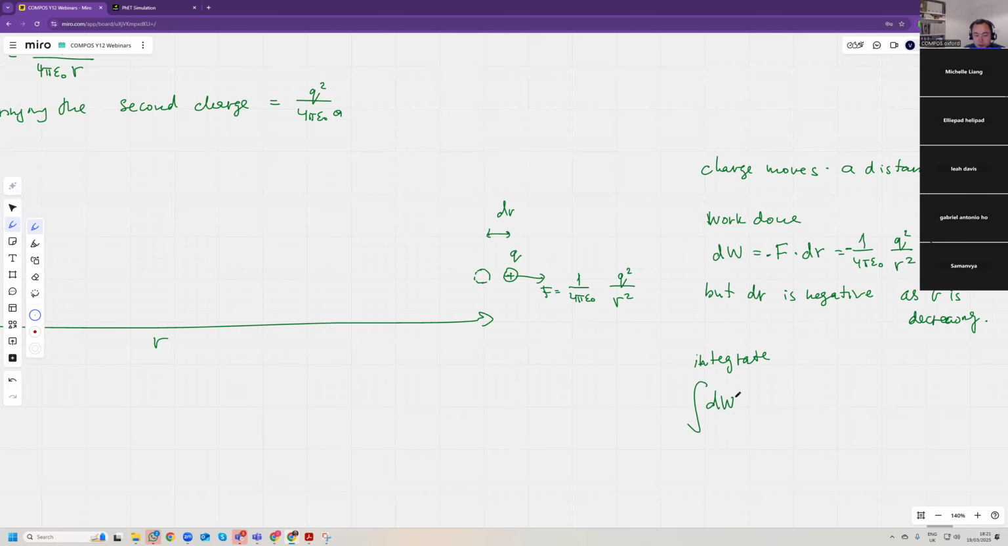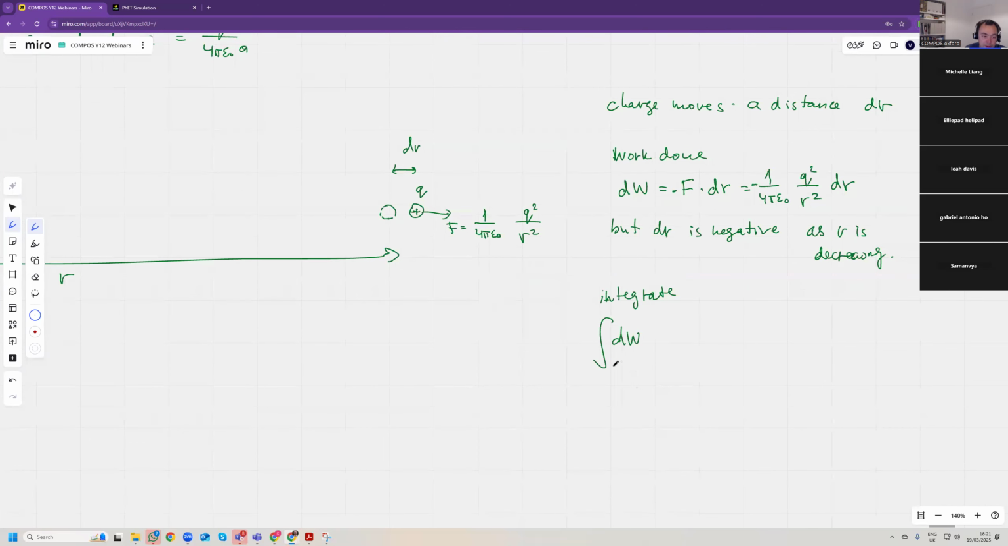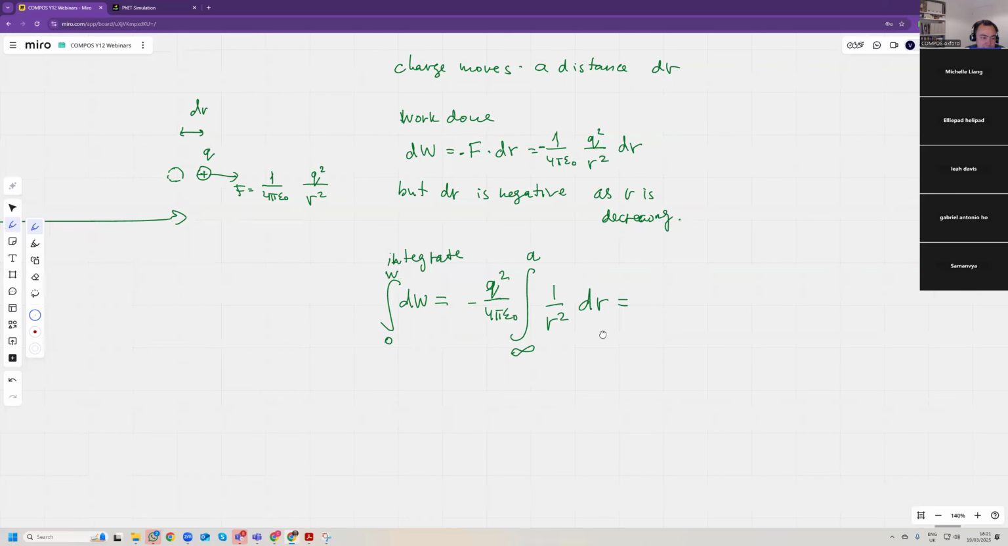Okay, and now we can integrate dW, the integral of dW. At the beginning we've done 0 work. At the end, we've done W work. Minus 1 over 4 pi epsilon naught. That's a constant, so we can take it out of the integral. Q squared is also a constant. So we have the integral of 1 over r squared. We start at a distance at infinity, very far away, and we finish when r is A. So now we can integrate this.